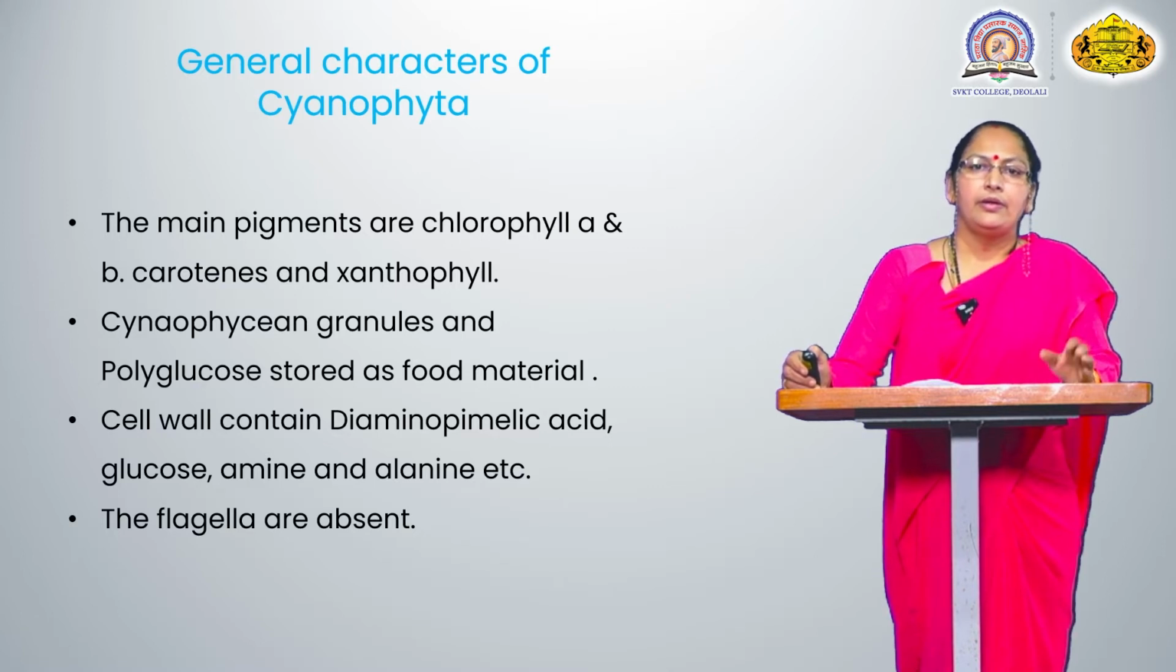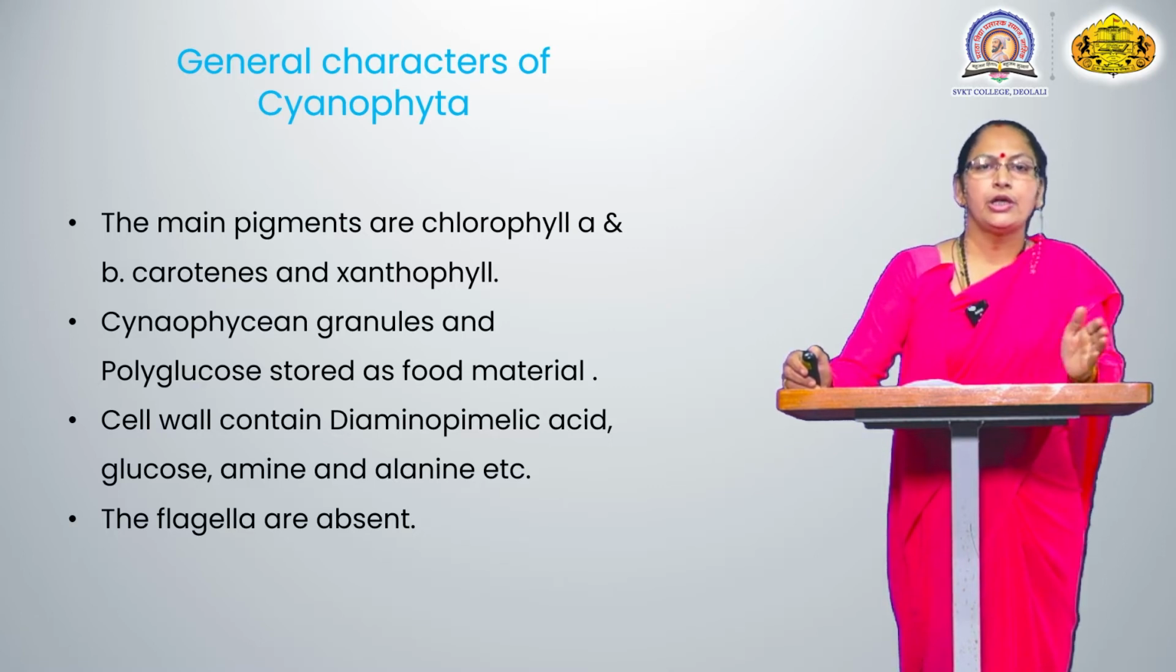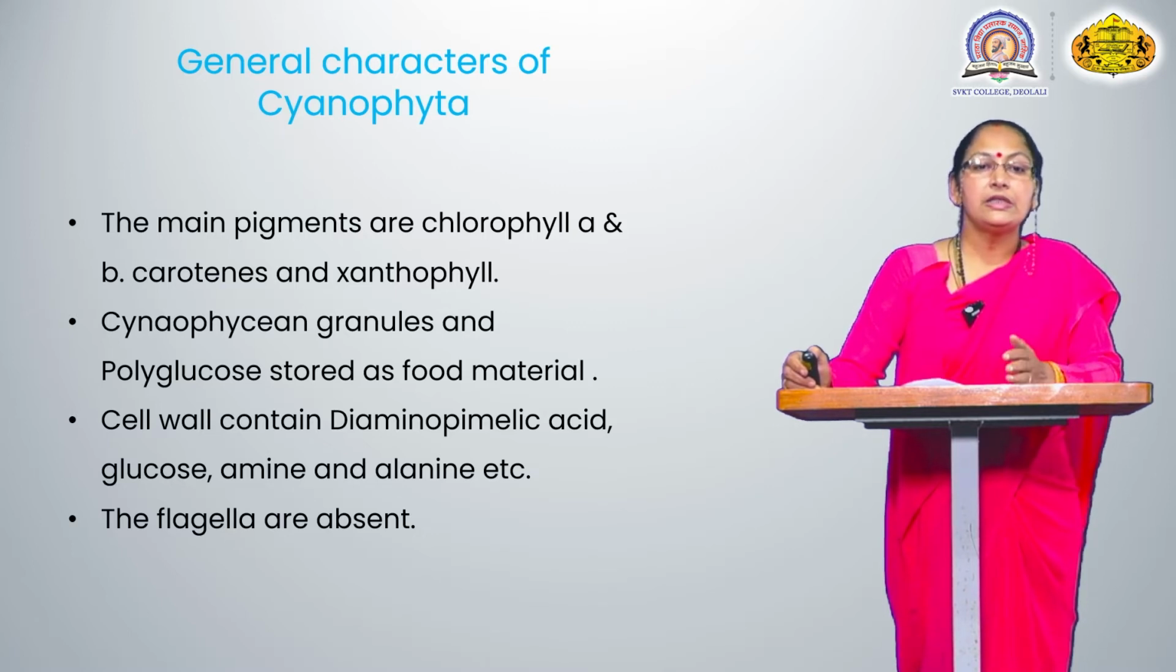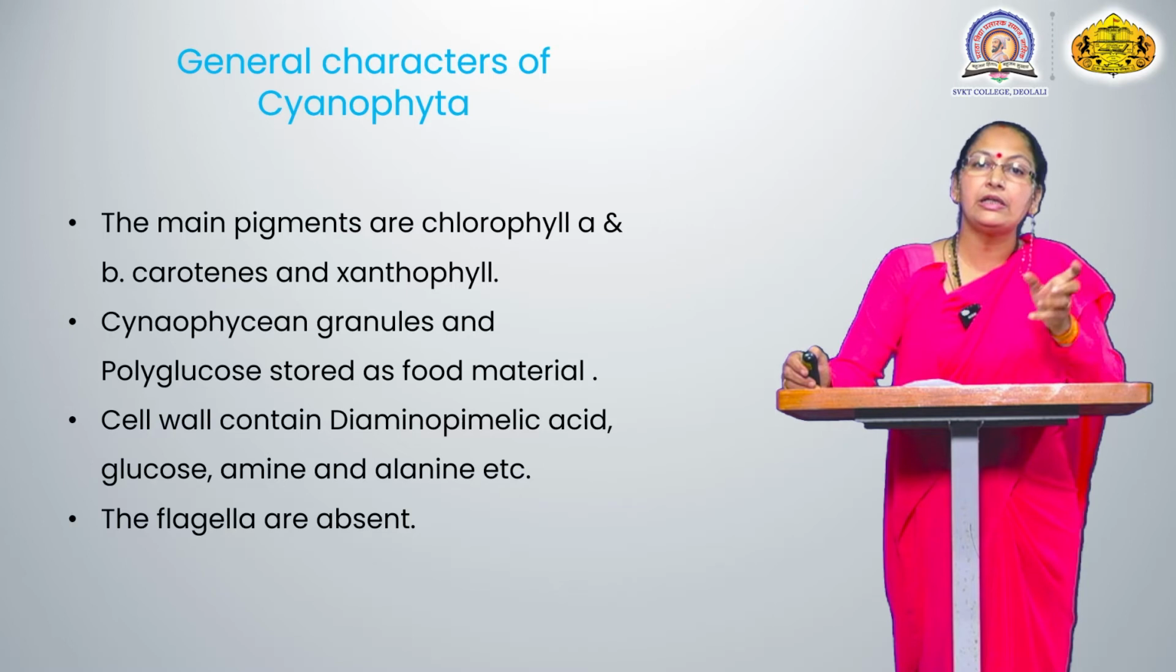We saw Cyano and Chloro in the last lecture also, but I revise them in today's lecture because it is one type of link. That's why in today's lecture we revise the Cyanophyta. First one is the main pigments of the Cyanophyta, because the pigments give the colors of the algal forms.